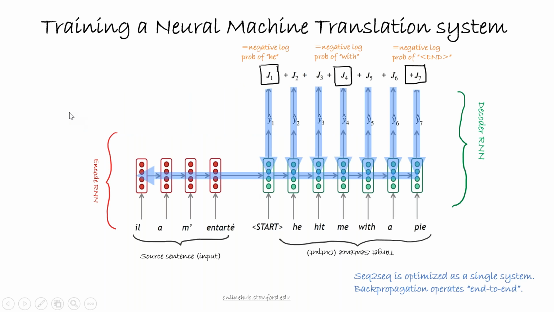So, training a neural machine translation system. I have an encoder, and the best thing about neural networks is that seq to seq is optimized as a single system, with backpropagation operating end to end. So we have complete backpropagation applied from the decoder back through to the encoder. This is very advantageous.